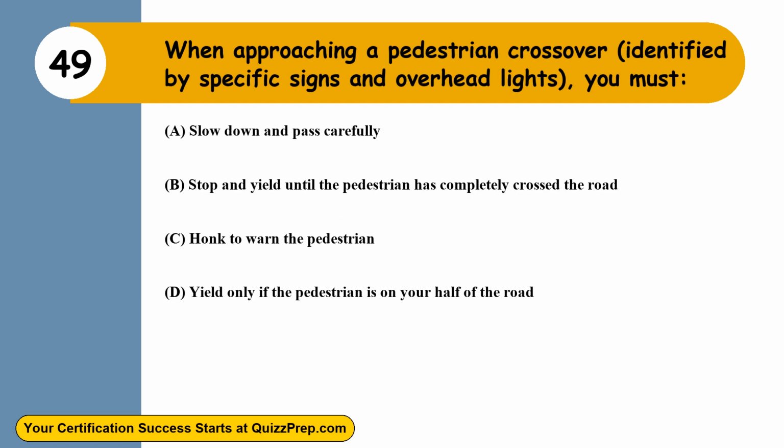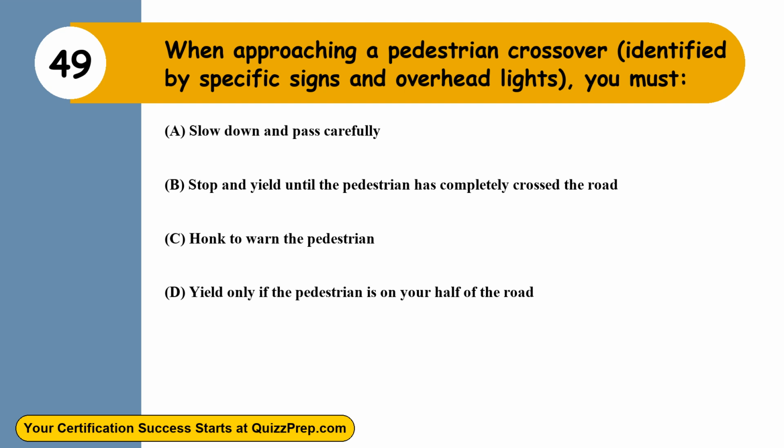Question 49. When approaching a pedestrian crossover, identified by specific signs and overhead lights, you must: Option A, slow down and pass carefully. Option B, stop and yield until the pedestrian has completely crossed the road. Option C, honk to warn the pedestrian.